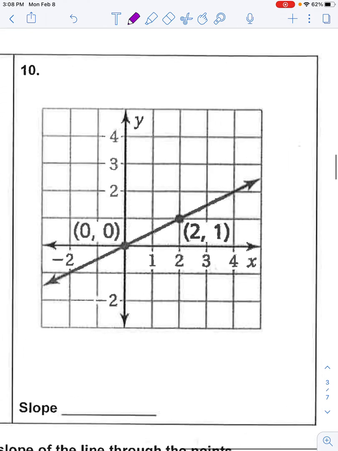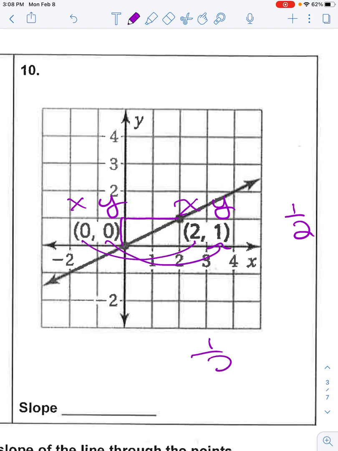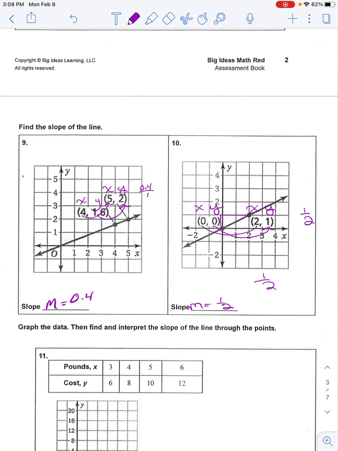10, you should be able to see and go, oh, it rises 1 and it runs 2. That should be a slope of 1/2. We can check it by doing change in Y over the change in X. From 0 to 1, 1 hop to the right. From 0 to 2, 2 hops to the right. So that is a slope of 1/2.